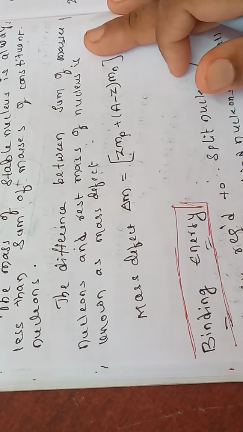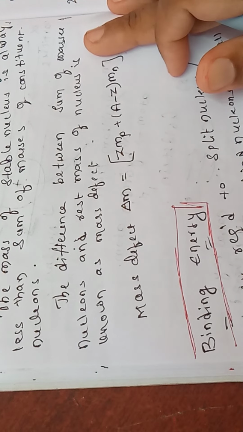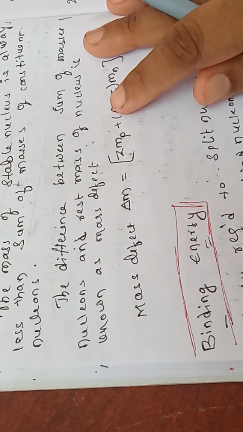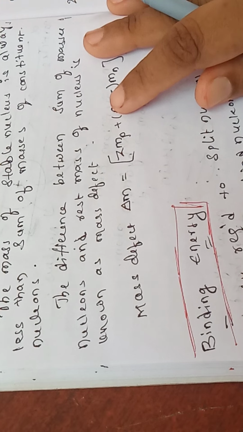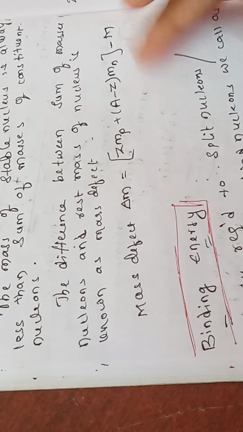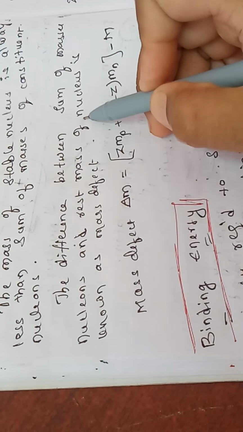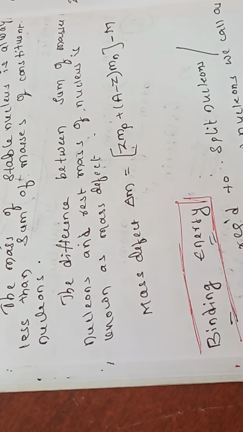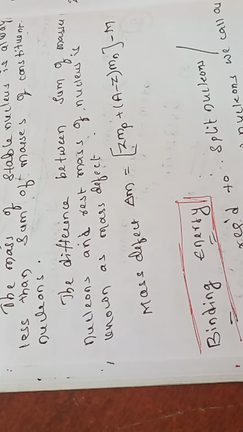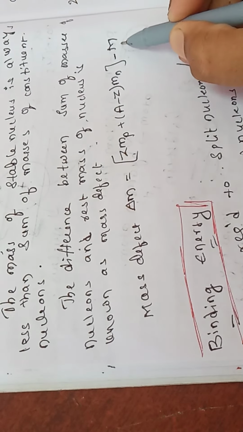Now experimentally, if we find the value, it will be different from this theoretical, calculated value. The difference between the real mass and this calculated mass, we call the mass defect. The difference between the sum of masses of nucleons and the rest mass of the nucleus is the mass defect. So the mass defect is written as ZMp plus (A minus Z)Mn minus M.